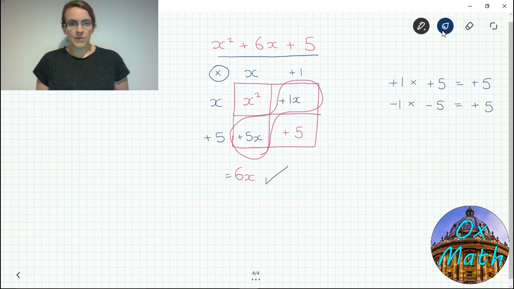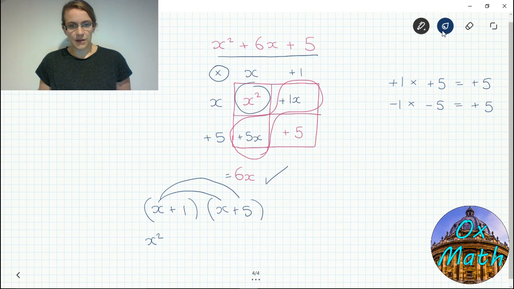So I now know that my two factors are the top, which is x plus 1, multiplied by the side, which is x plus 5. And if we multiply that out, to double check, you've got the x times x, which is x squared, which is also in the top left of our grid here, the x times 5, which is 5x, the 1 times x, which is 1x, which are these two boxes in the middle which add to give us our 6x, and then our 1 times 5 multiplies to give us our 5.